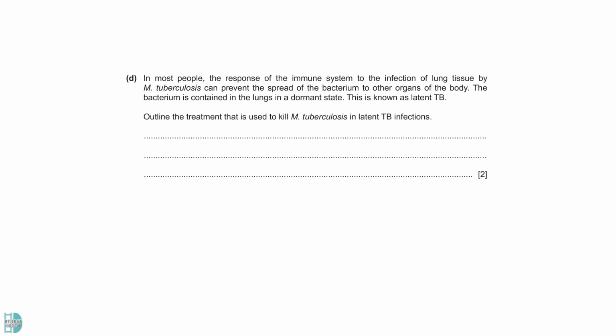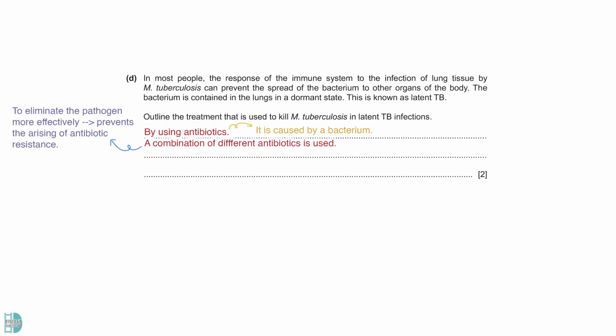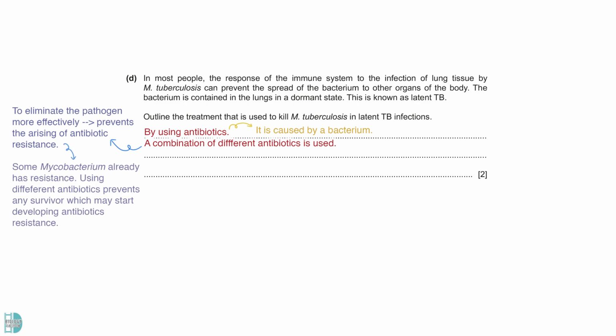D. Outline the treatment that is used to kill Mycobacterium tuberculosis in latent TB infections. It can be treated by antibiotics, as it is caused by a bacterium. A combination of antibiotics is usually used. This can remove the pathogen more effectively and prevent the arising of antibiotic resistance. This is because some Mycobacterium have shown resistance to some commonly used antibiotics.